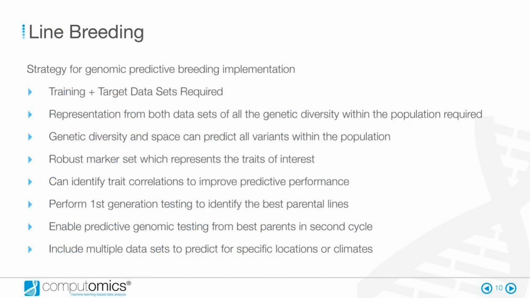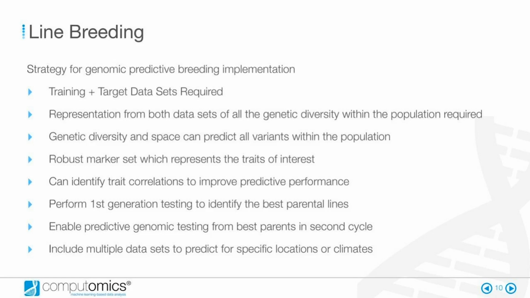For line breeding programs, to enable genomic predictive breeding using machine learning, you need to build both a training and target population data set. The training population should be representative of the target data set. The training set includes genotype and phenotype information based on previous years. The target set reflects predictions for forthcoming years.